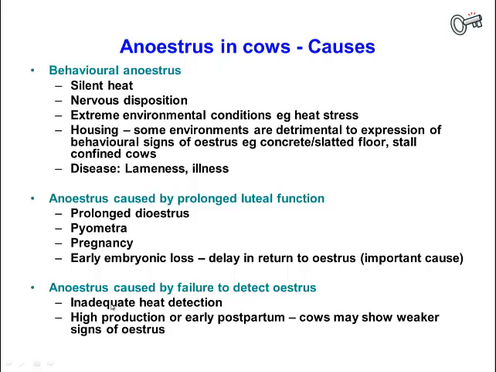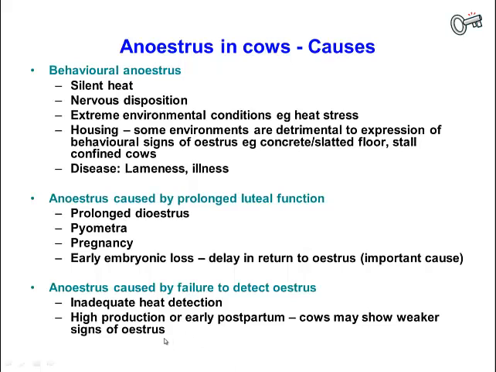Of course, cows can be anestrus, not because they really are, but because we fail to detect them in estrus. And this is due to a heat detection problem. So maybe the farmer may not know how to recognise heat, they're not spending enough time recognising heat, they're not using aids for detecting heat.